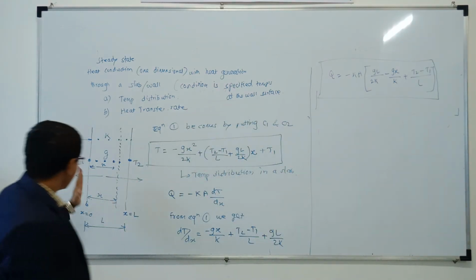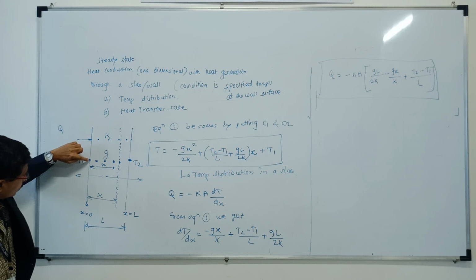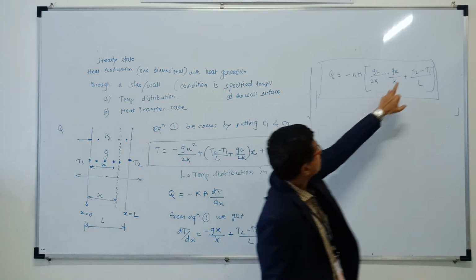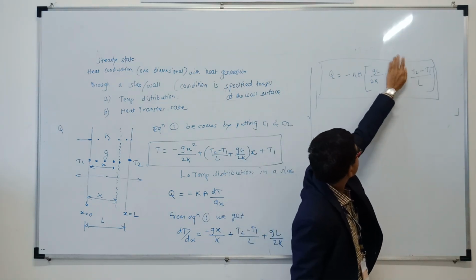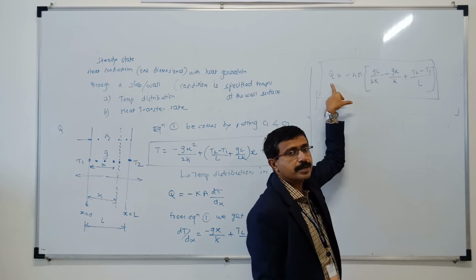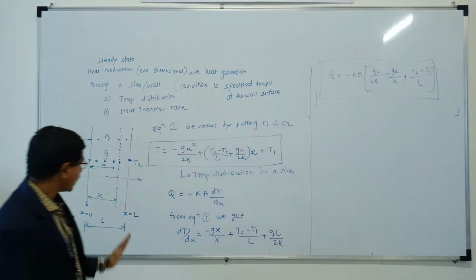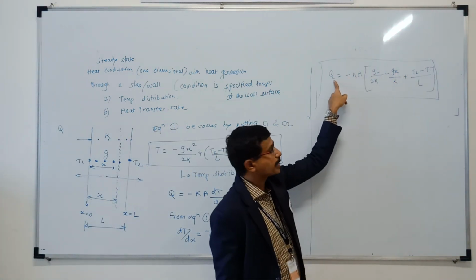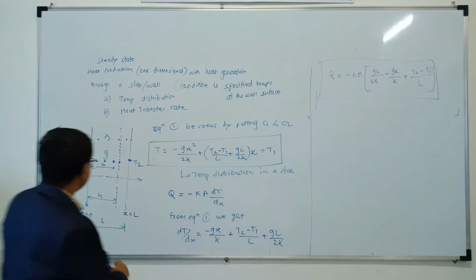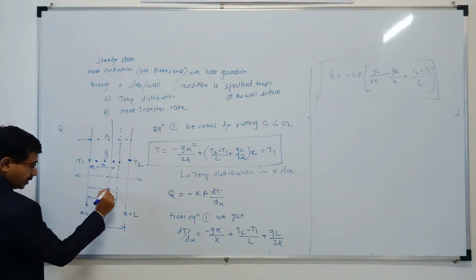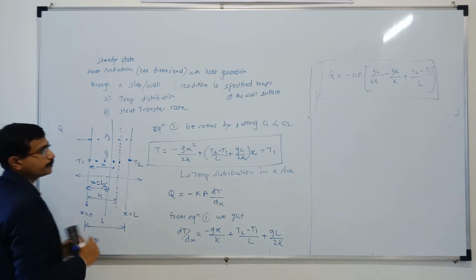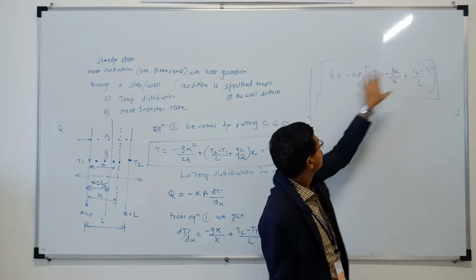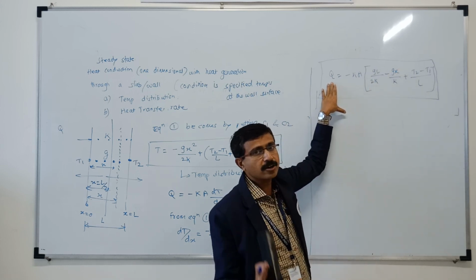For example, if I want to calculate the heat transfer rate on the left face, what is the value of x here? x is 0. Put the value of x as 0, so this term becomes 0, and substitute other values, you will get heat transfer rate at that position. If I want to calculate heat transfer rate at x equal to L, put the value of x equal to L to get heat transfer rate at the right face. If I want heat transfer rate at the middle position, here center, where x is L by 2, put the value of x as L divided by 2. Center means half. You will get Q at the center of the slab.